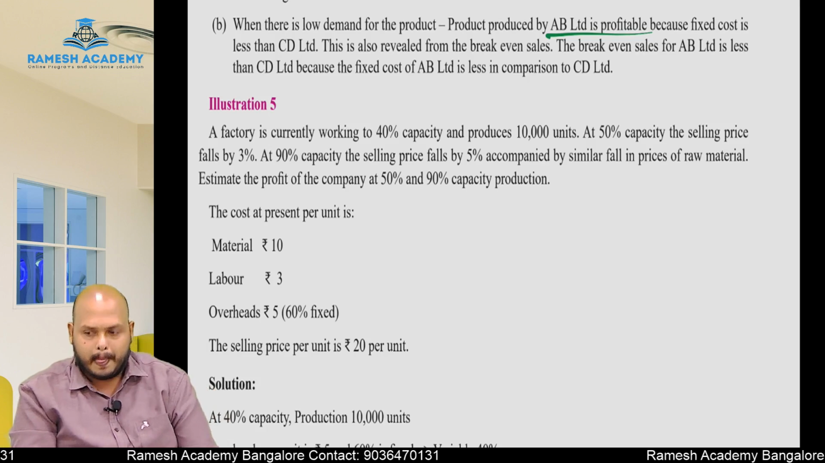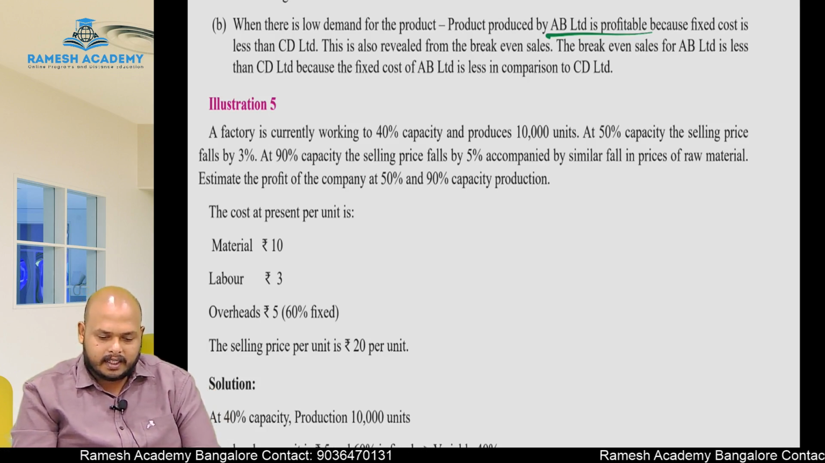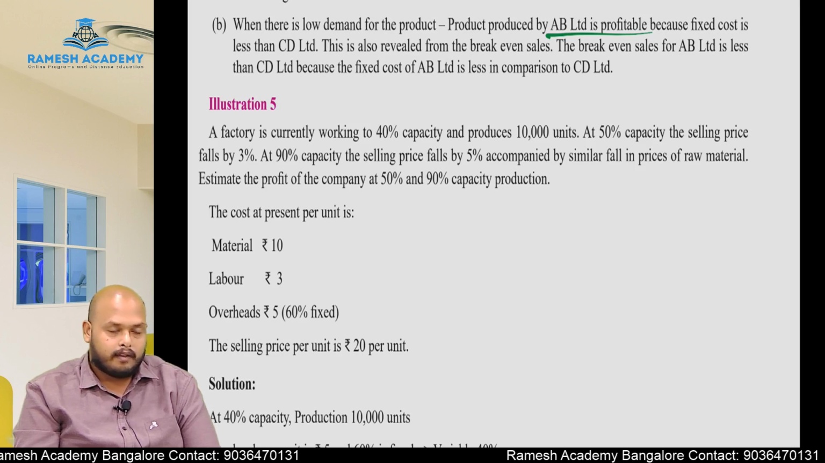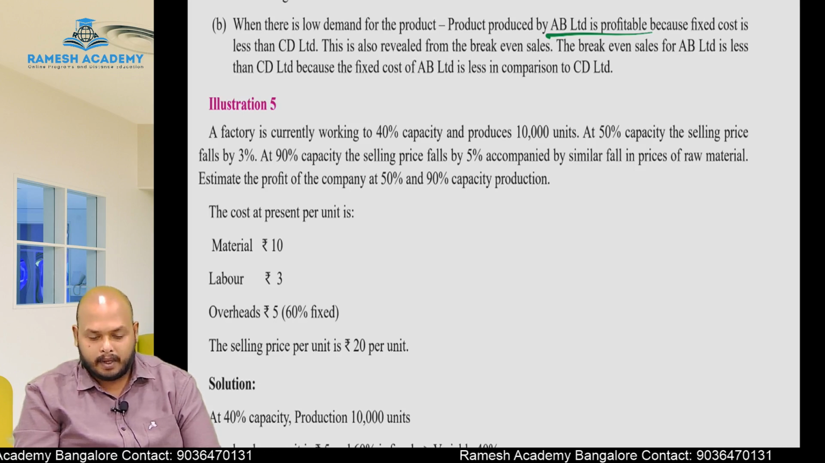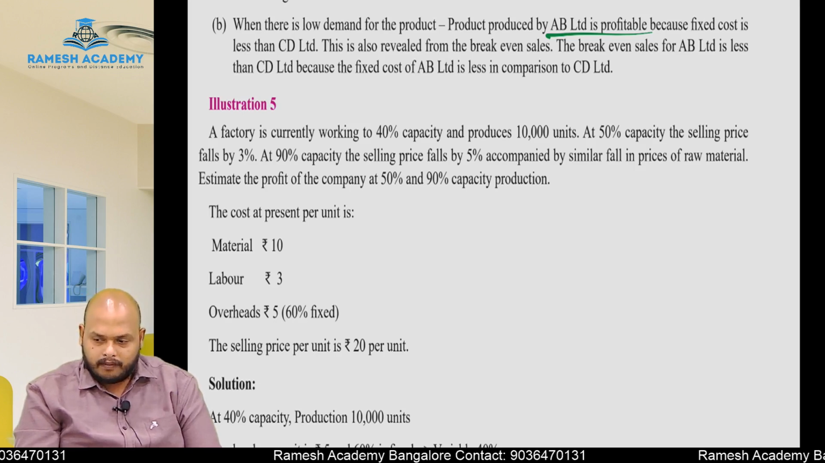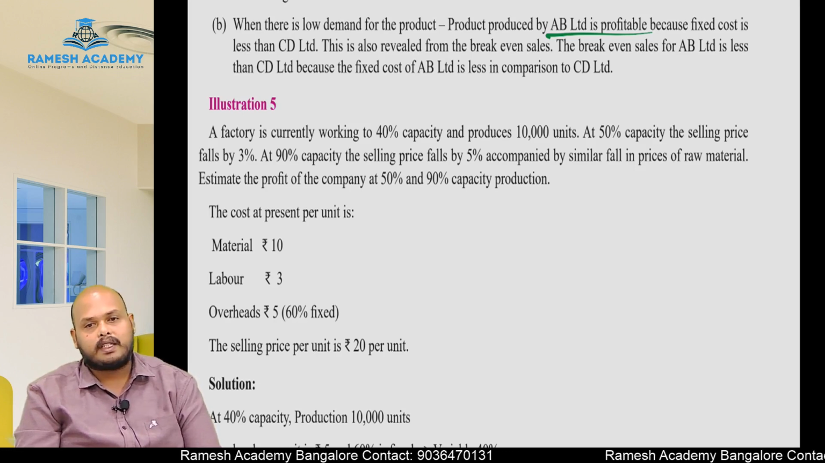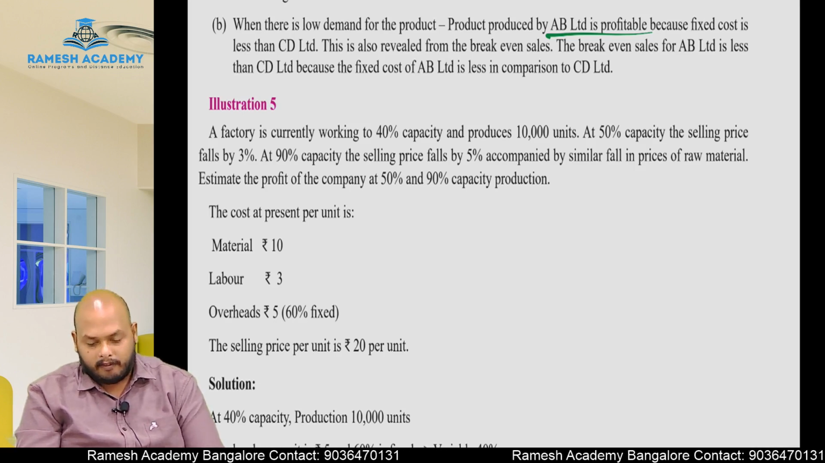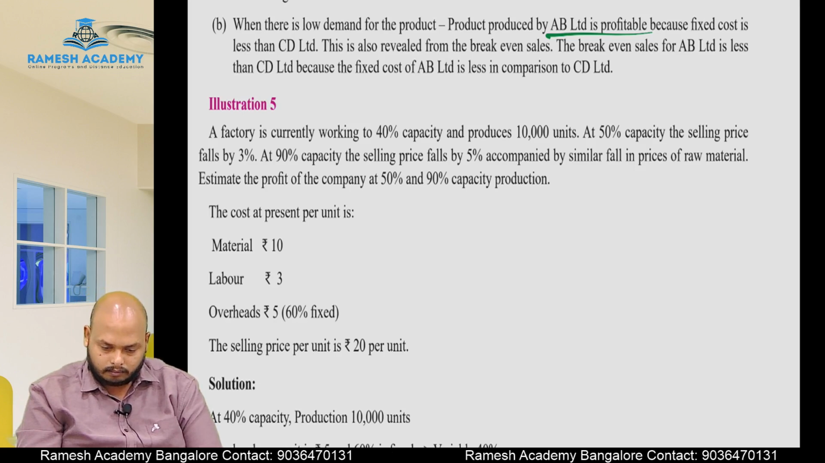Illustration number 5. A factory is currently working at 40% capacity and produces 10,000 units. At 40% capacity, they are producing 10,000 units. At 50% capacity, the selling price falls by 3%. At 50% capacity, what is the selling price? The selling price is falling by 3%.